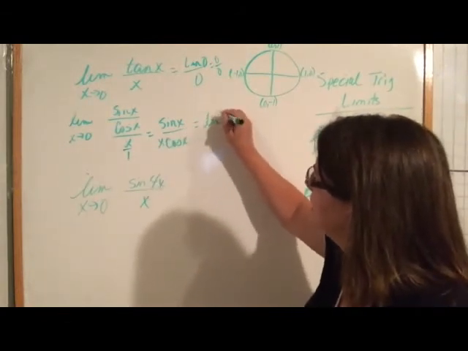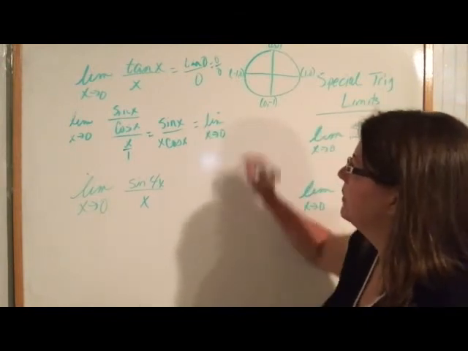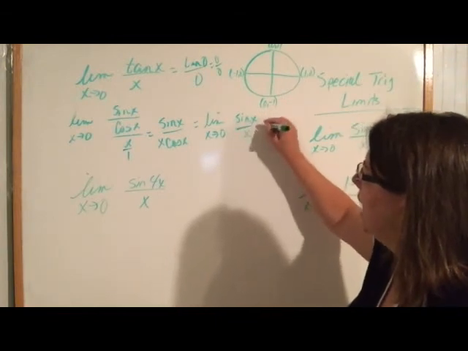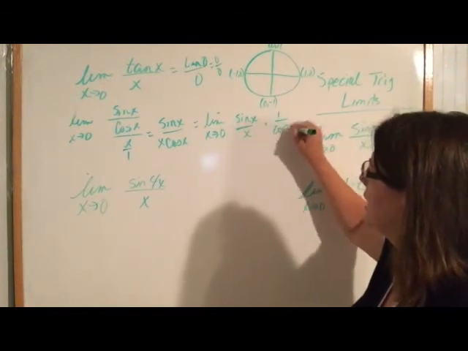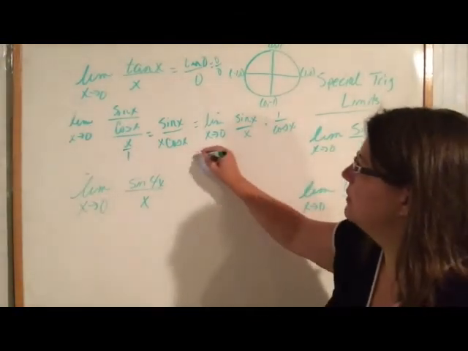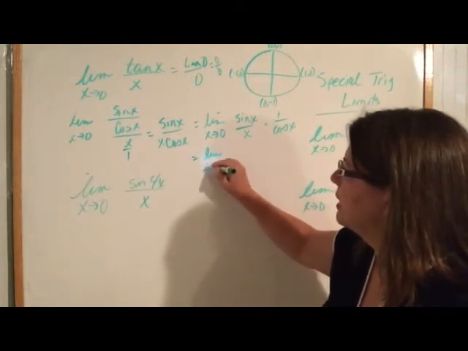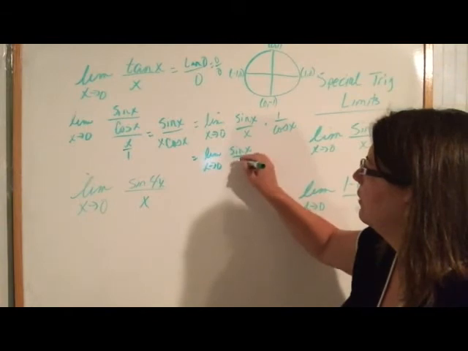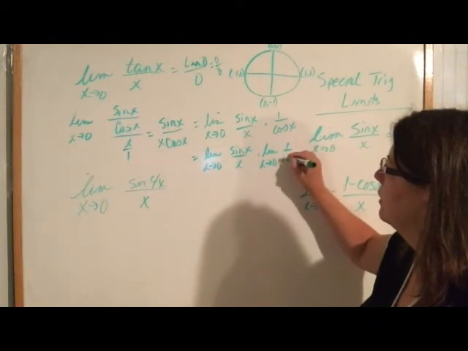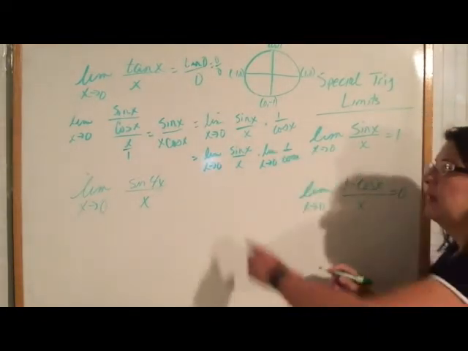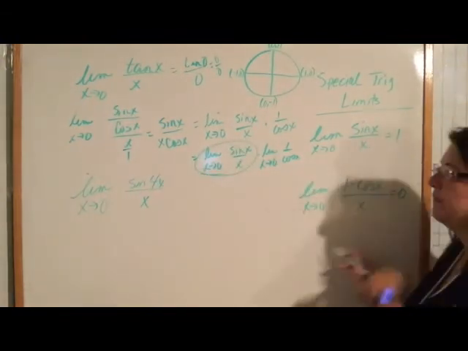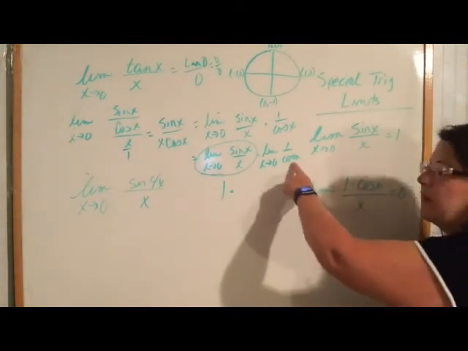I still want the limit as x approaches 0. And I'm going to separate these. I'm going to say that's sine x over x times 1 over cosine x. And then we learned when we were doing our properties that this is the same thing as the limit as x approaches 0 of sine x over x times the limit as x approaches 0 of 1 over cosine x. And then we know from our special limit that this is equal to 1. And then we can do direct substitution here.